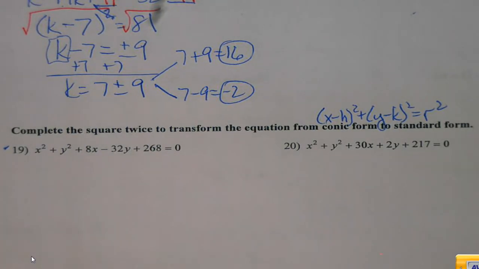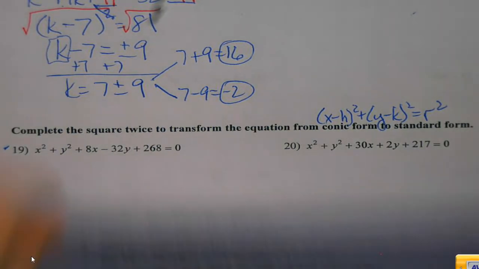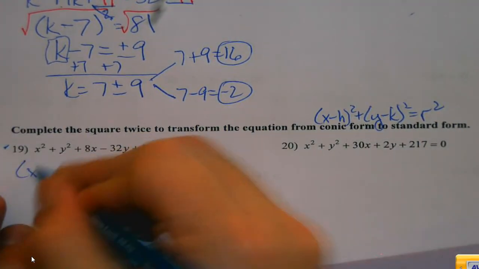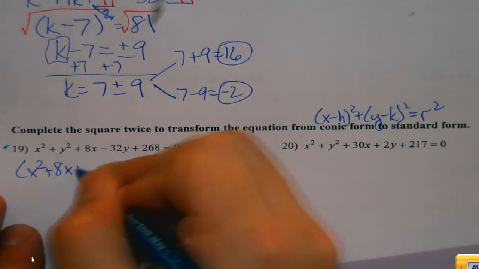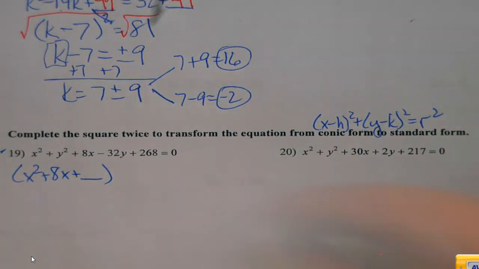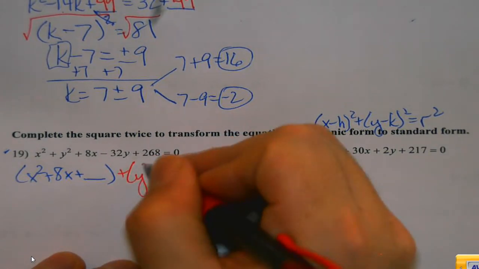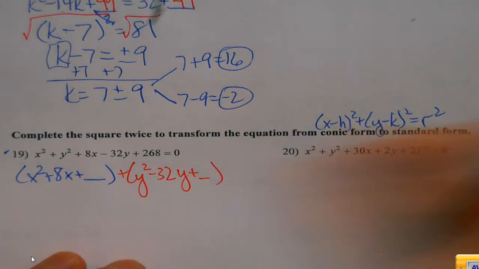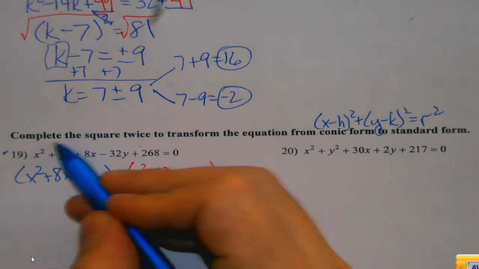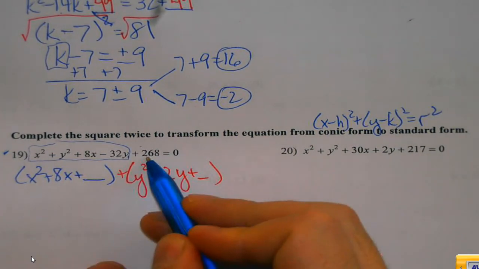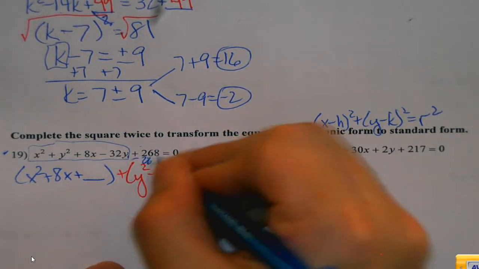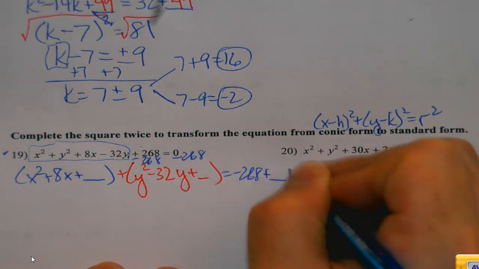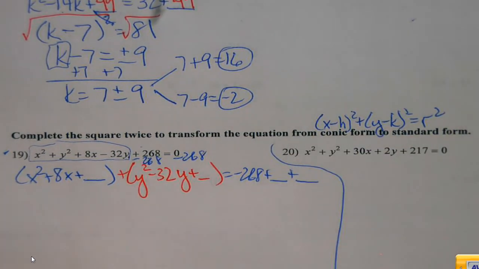Okay, so circle. There's my form. X's together, Y's together. All right, so X's together with a blank. Y's together, keep your signs, with a blank. And get any number that isn't a variable. That would be 268. It needs to go bye-bye, but it has to be an opposite to move it, with both blanks.